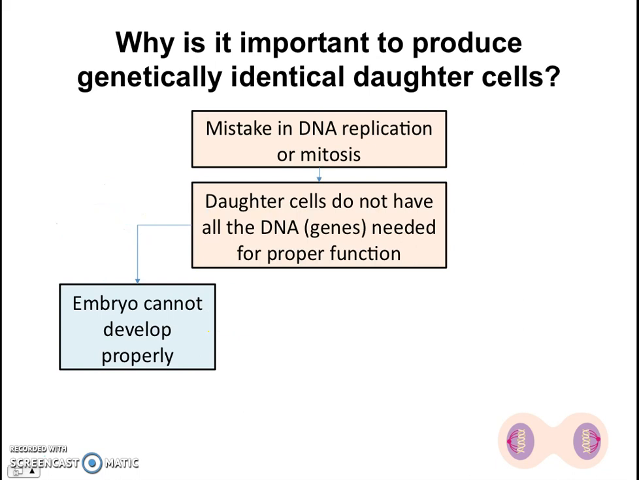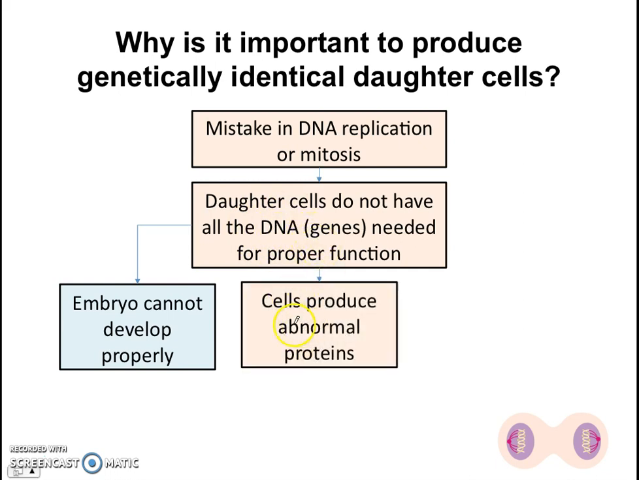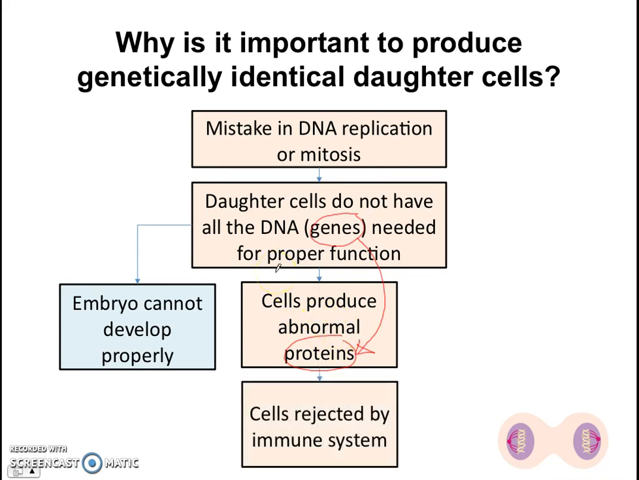Now secondly, if the daughter cells do not have all the genes needed, then they might end up producing abnormal proteins. Because as we'll see in the next chapter, genes are needed to produce proteins. So without the right genes, they will end up producing abnormal proteins or be missing some important proteins. And so these cells will be recognized by the body as foreign, and they will be rejected by the immune system. And that could lead to some problems with the body.